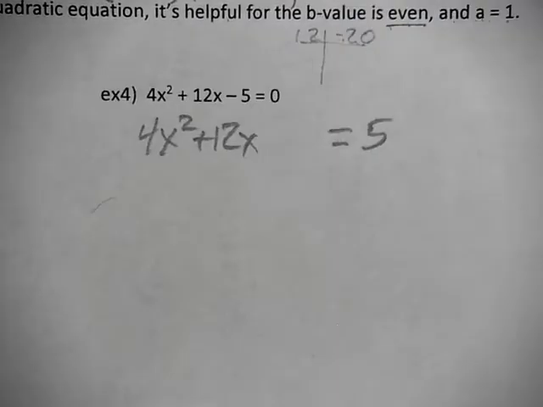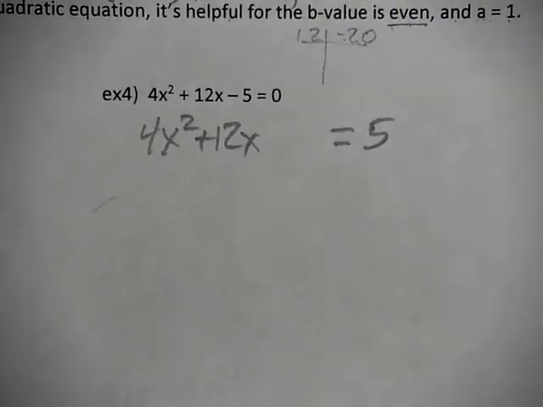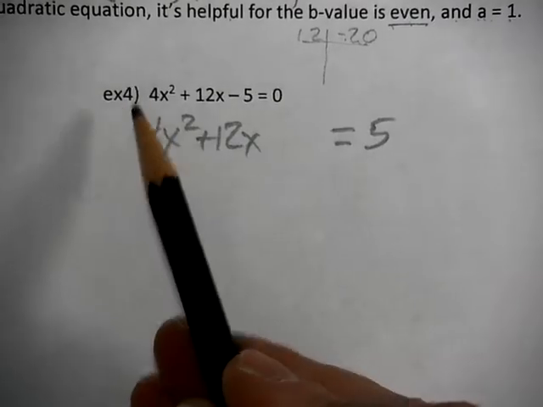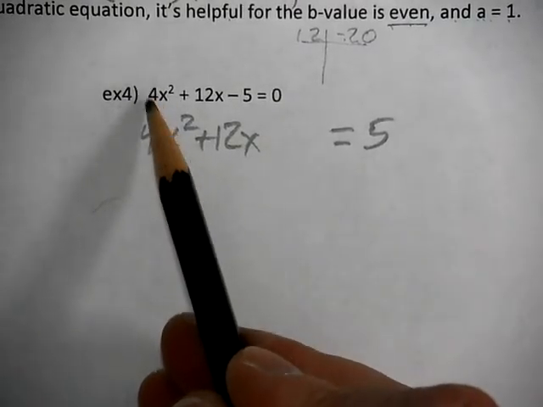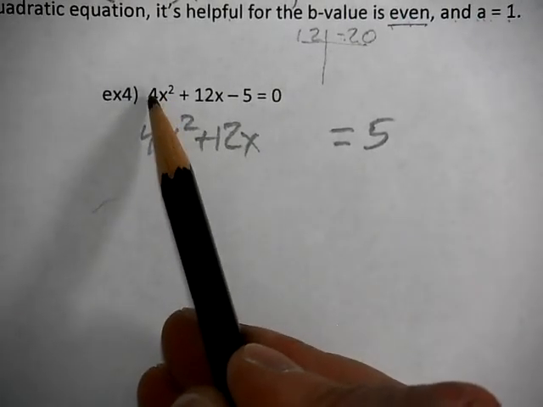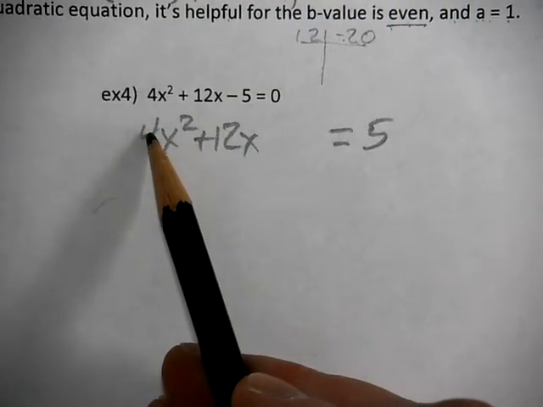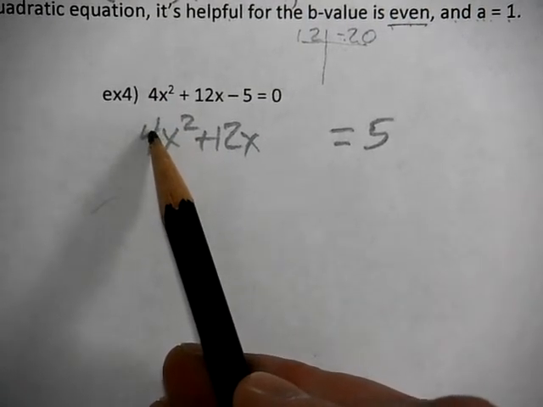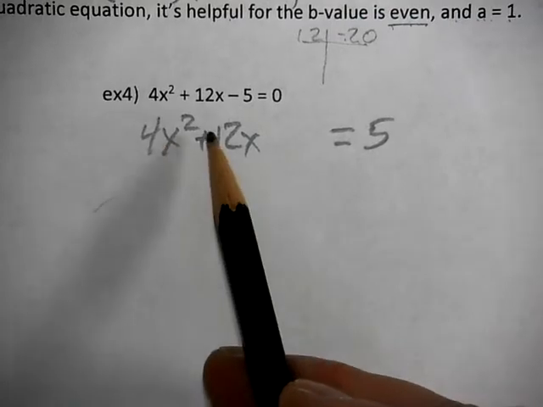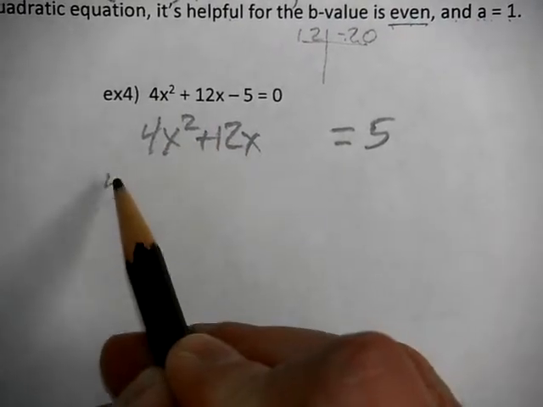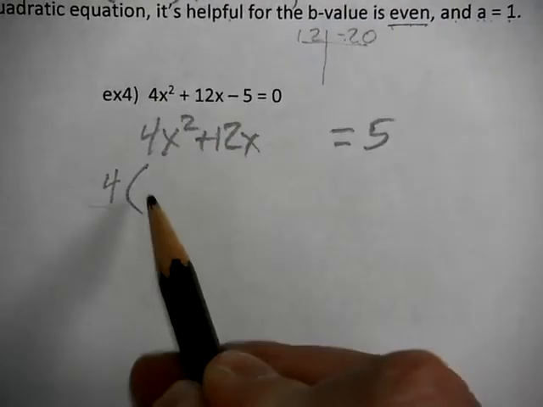So we're going to move the 5 to the other side. Now, I gave us a hint in the beginning that this was going to be a little bit more tricky to work with. Because the A value is not a 1, we can't have the 4 be here. We have to make it a 1. So we're going to factor that A value out.